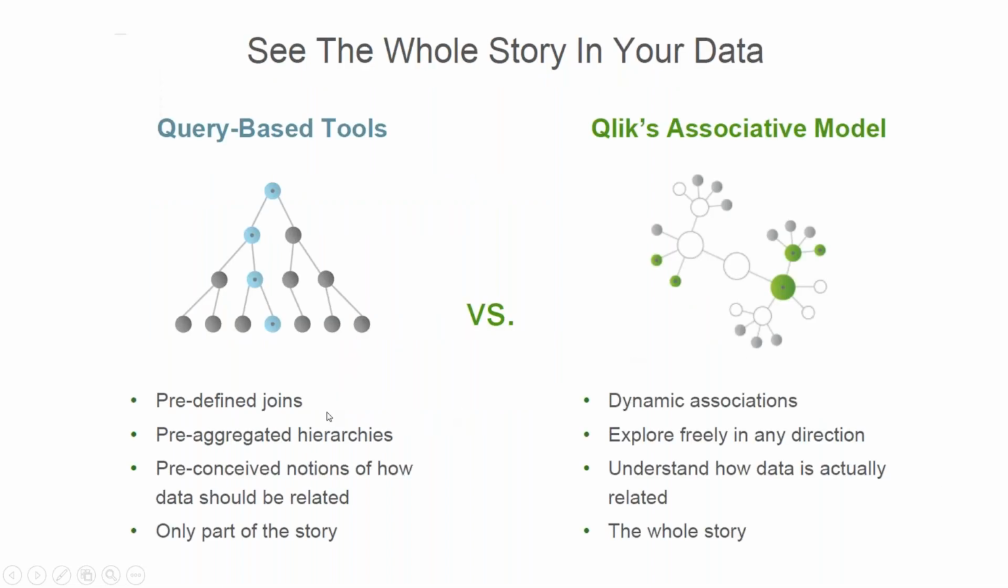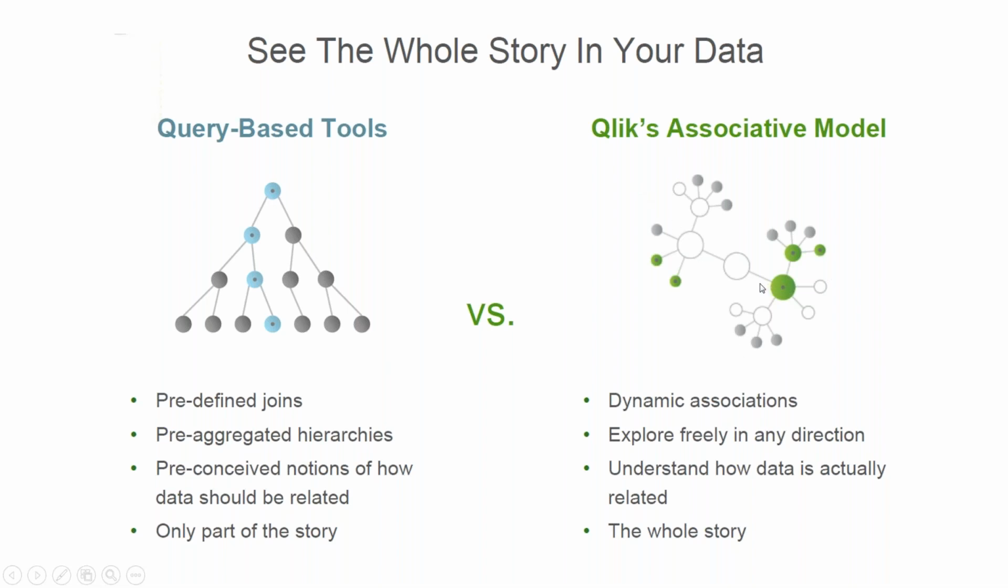Now, as we also saw, you can make your selections from any direction. It's not like predefined directions in query-based tools, where you have to go in specific directions. If you want to reach a story, you don't go in one specific direction and select only a few items while the rest are not visible. In an associative data model, it is a dynamic association. You can explore in any direction.